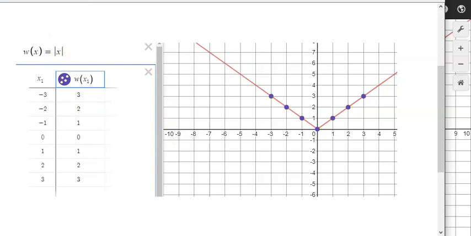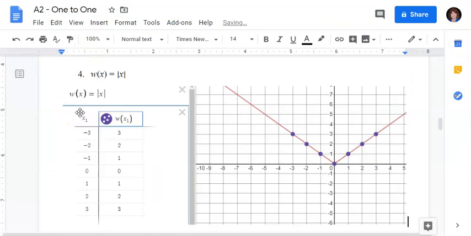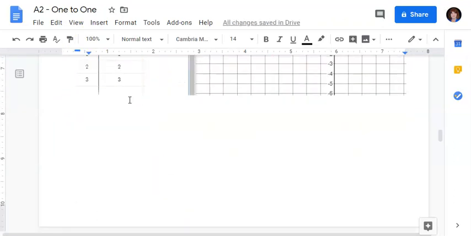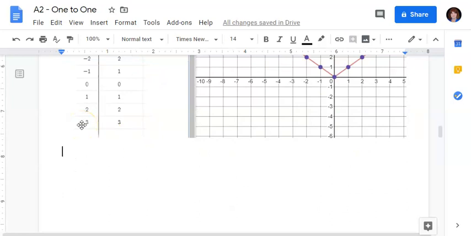So if you are not able to make that copy, just describe what you're seeing. A V-shaped graph, the y-coordinates are repeating. An even function is always going to have repeating y-coordinates. So since this is an even function, the y values repeat. This is not a one-to-one function.